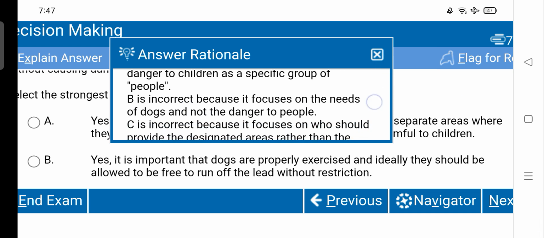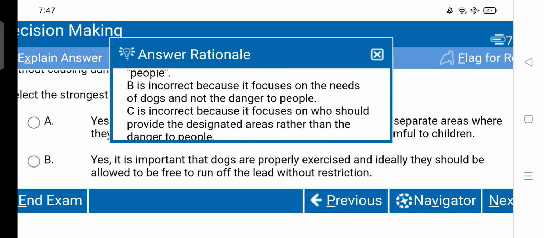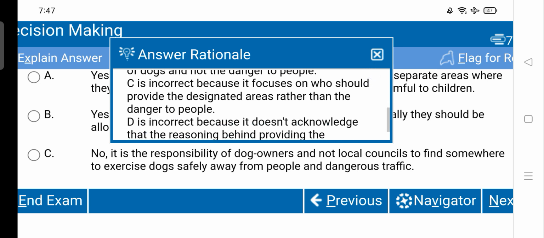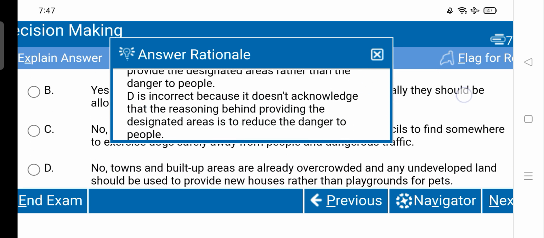Option B is incorrect because it focuses on the needs of dogs and not the danger to people. Option C is incorrect because it focuses on who should provide the designated areas rather than the danger to people. Option D is incorrect because it doesn't acknowledge that the reasoning behind providing the designated areas is to reduce the danger to people.